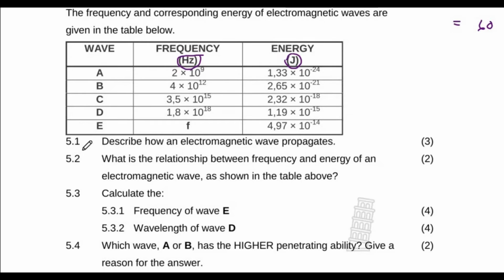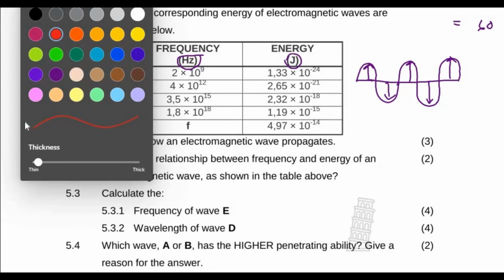5.1. Describe how an electromagnetic wave propagates. So typically, I hope I can draw this nicely. In electromagnetic waves, typically you have the electric part of it and the magnetic part of it. So if the electric part of it is like this, the magnetic part of it is going to be perpendicular to this. Let me show you how.